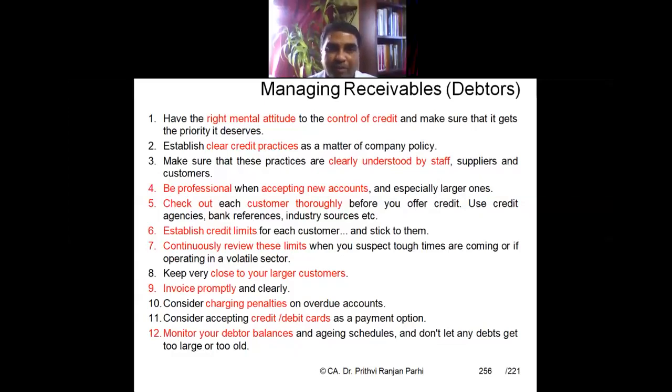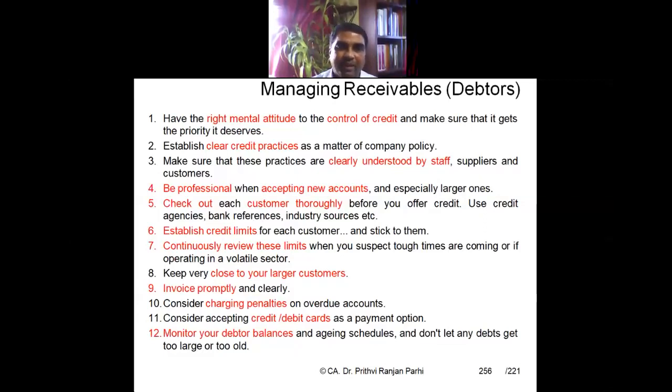And one should be professional in accepting new accounts. For a new credit sale, one should behave in a professional manner. It should properly evaluate, and after that only take the decision whether credit sale should be made or not. Check each customer, whether credit should be allowed or not, and establish a credit limit. Like this, so many aspects have to be taken care of. One should continuously review these credit limits.